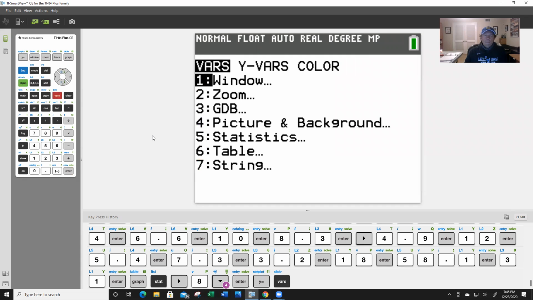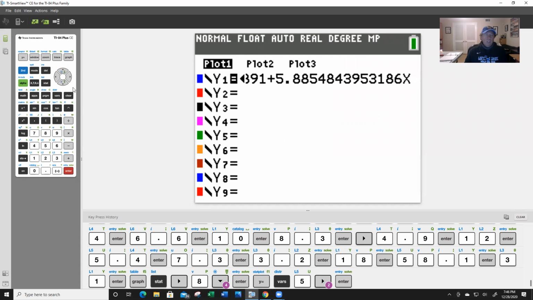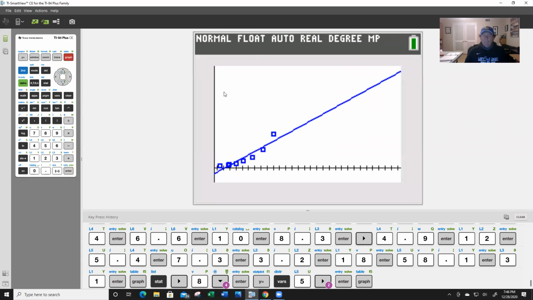Vars, statistics, number 5, equation, regression equation. Graph. All right. Definitely the blue line just doesn't look linear, but it's not horrible. Okay, do the next one.